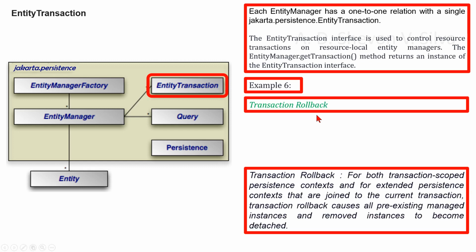Now we are considering transaction rollback. For both transaction scope persistent context and for extended persistent context that are joined to the current transaction, transaction rollback causes all pre-existing managed instances and removed instances to become detached. The instances' state will be the state of the instances at the point at which the transaction was rolled back.